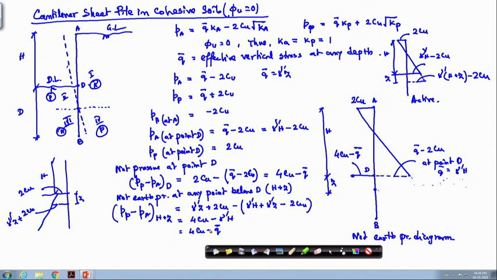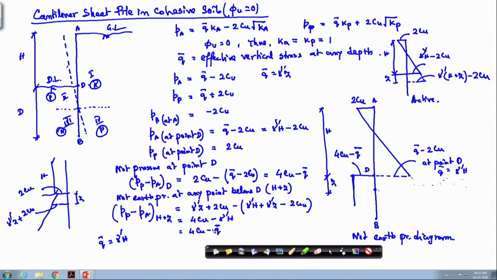Here remember that your q bar is gamma dash into h. Okay. So, at point D, this is 4 c u minus q bar. At a point z distance below the D, it is also 4 c u minus q bar. So, that means your earth pressure distribution is the same in this region and it will remain the same up to a certain distance. It will not change. You can see this again is also 4 c u minus q bar.